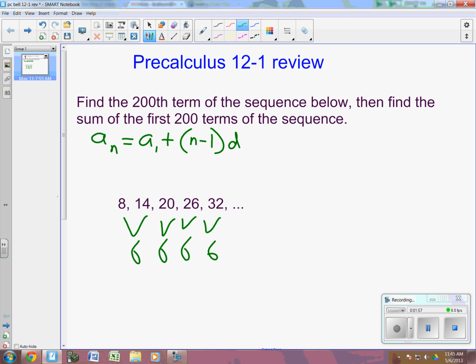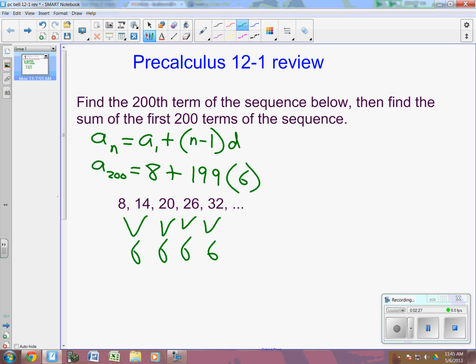A sub n stands for the number of the term we want. So we want to find the 200th term. A sub 1 stands for the first term in the sequence, which is 8. N stands for the number of terms, 200. So 200 minus 1 is 199. And d stands for the common difference between terms, which is 6.